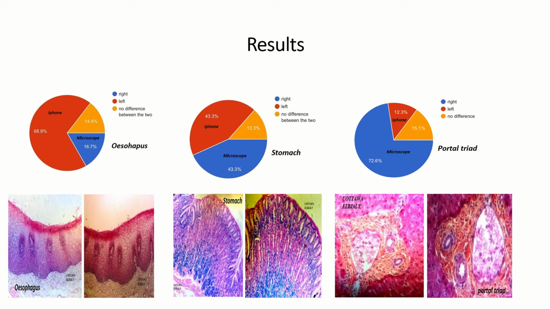In addition, we asked students whether they preferred either set of images over the other. Overall, both microscope and iPhone acquired images were equally preferred by students. Interestingly, iPhone acquired images were preferred for some tissues, for the esophagus, duodenum, anorectal junction, pancreas, and gallbladder.